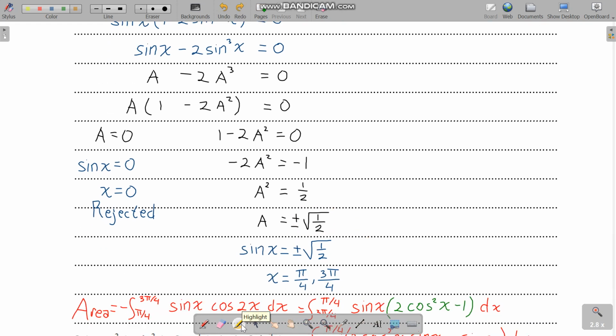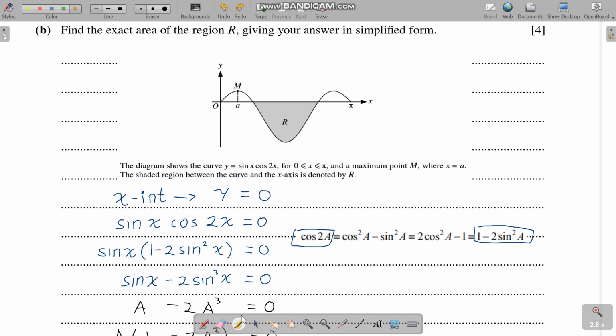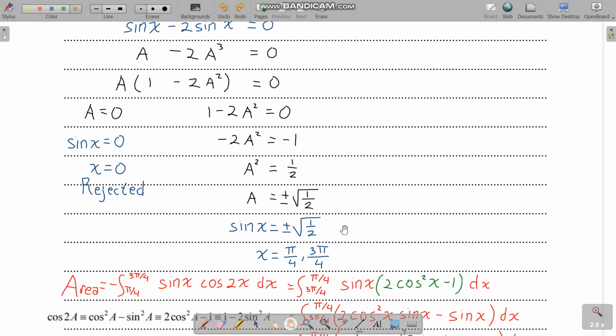And remember, a is sine x, so sine x is 0, x is inverse sine 0, which is 0. This is rejected because obviously the x-intercepts are not 0, they're around here and here, so we cannot use 0. From plus or minus root 1/2, use inverse sine, we get pi over 4 for the positive and 3 pi over 4 for the negative.